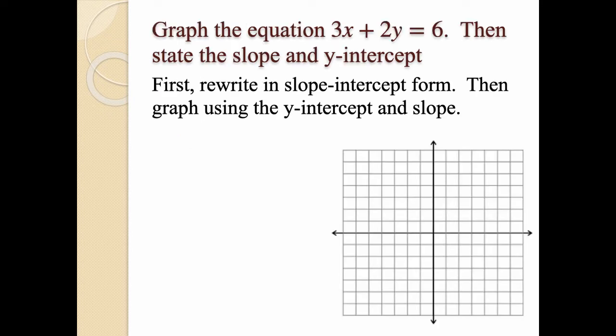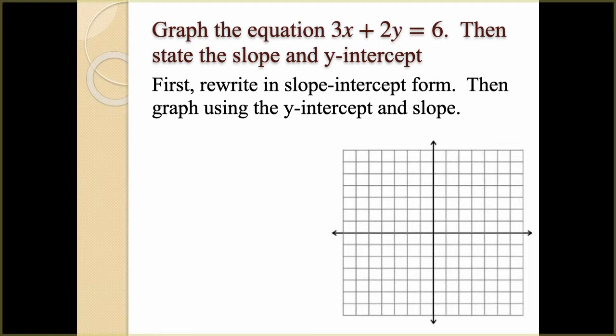So first we're going to graph the equation 3x plus 2y equals 6, and we're going to state the slope and the y-intercept. As you'll notice, this equation is not in slope-intercept form, so we are going to rewrite it first into slope-intercept form, and then we're going to graph using that y-intercept and the slope.